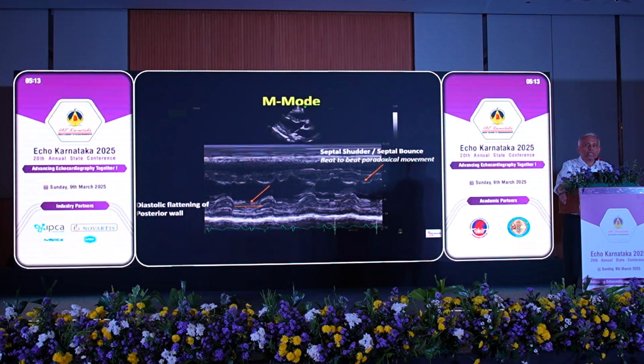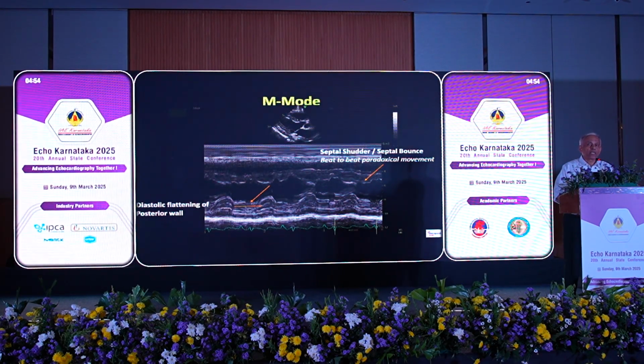Now increase the sweep speed and get these cardiac cycles a little better. So you get to see these small projections which are coming in early diastole. So this is the beaking of the septum, and this is called the septal shudder or the bounce. And this is beat to beat. The earlier one was respirophasic, while this is beat to beat.